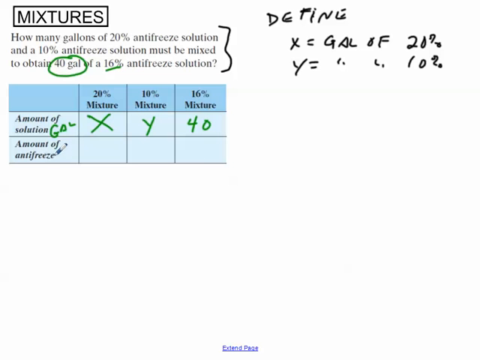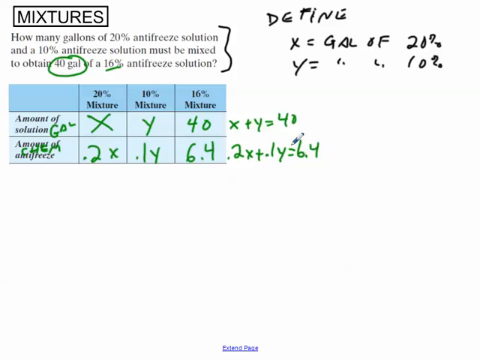We know that for the amount of antifreeze, this would be the chemical that we're talking about, whether it's salt, antifreeze, alcohol, things like that. We can calculate this amount down here. 16% times 40 is 0.16 times 40, which is 6.4. And then this, by the same idea, would be 0.2 times x. This would be 0.1 times y. So let's set up our system of equations here: x plus y equals 40, and 0.2x plus 0.1y equals 6.4.